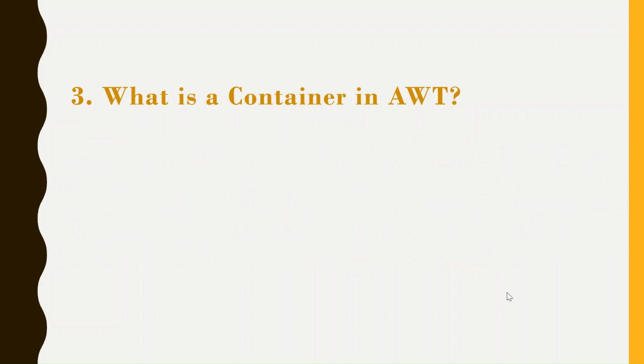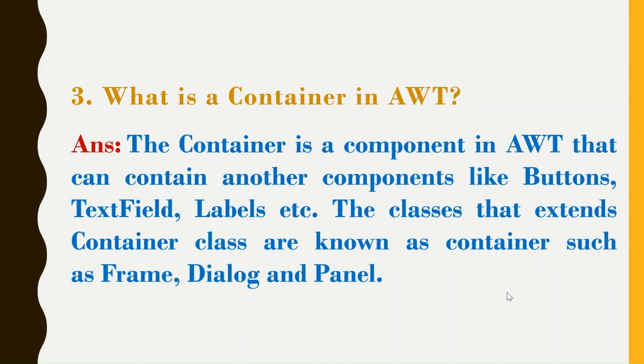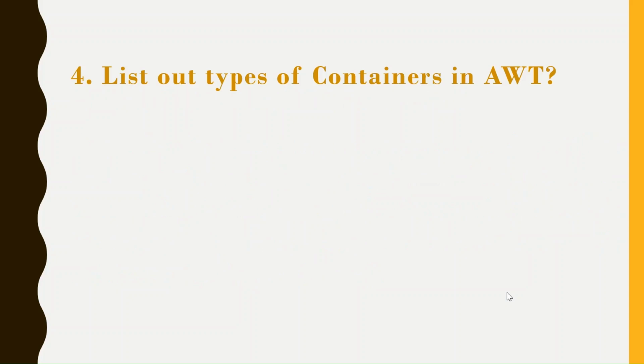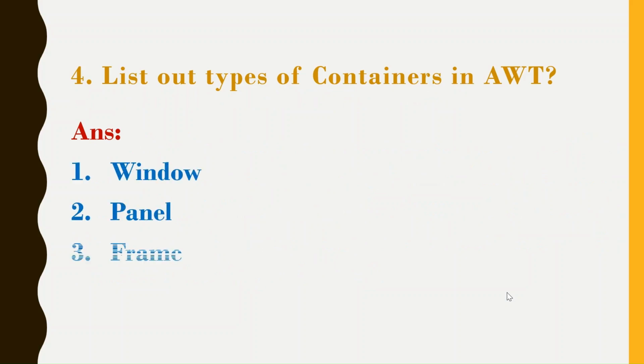What is a container in AWT? The container is also by default a component in AWT that can contain other components like button, text field, labels, etc. The classes that extend the Container class are known as containers themselves, such as frame, dialog, and panel. Now this frame, dialog, and panel are derived from the Container class, so automatically they also act as containers. These are the types of containers in AWT: window, panel, and frame.